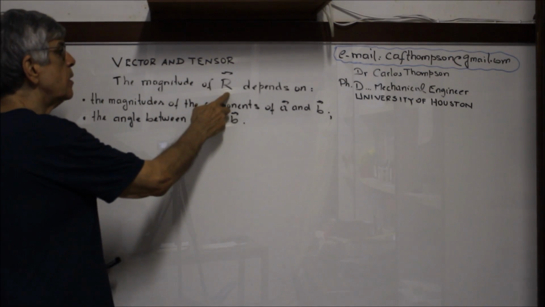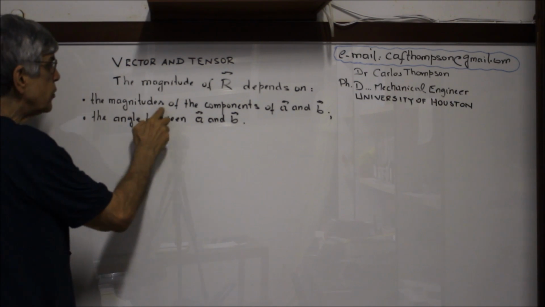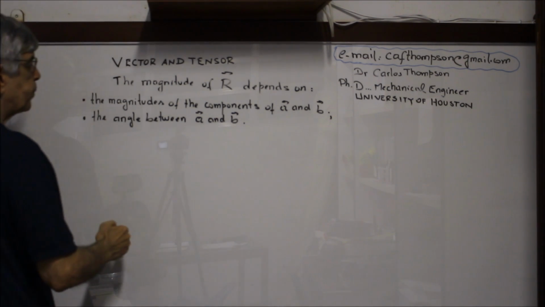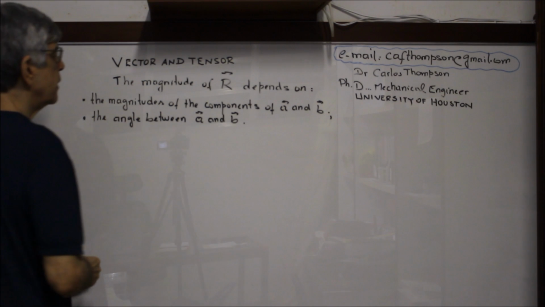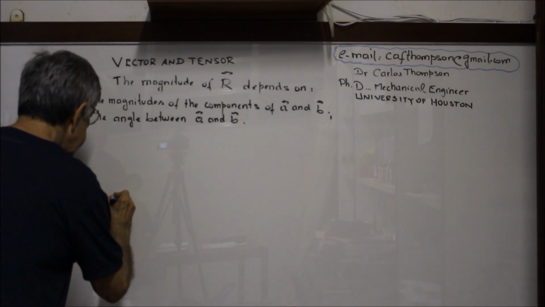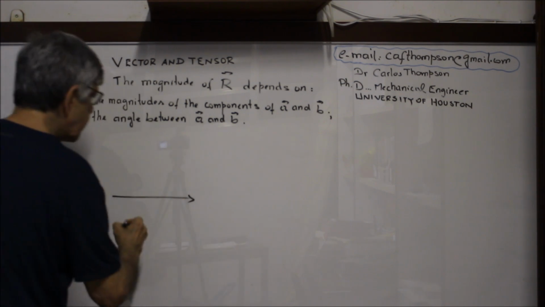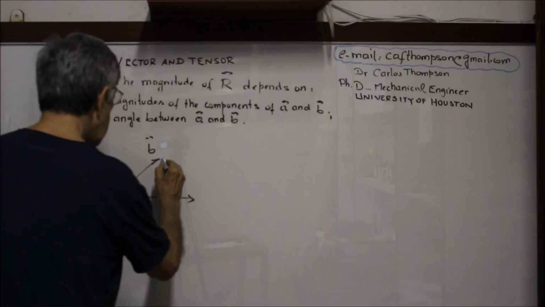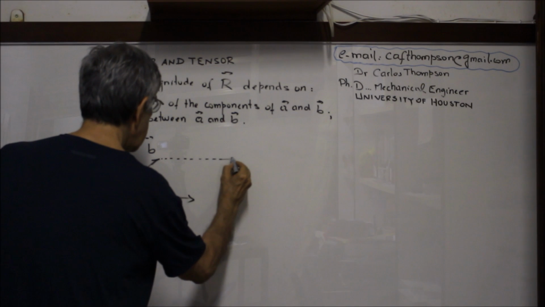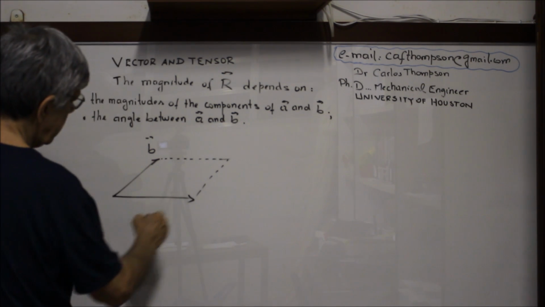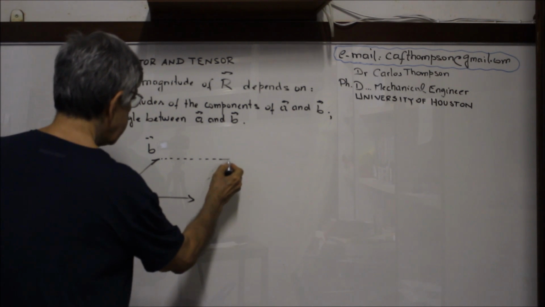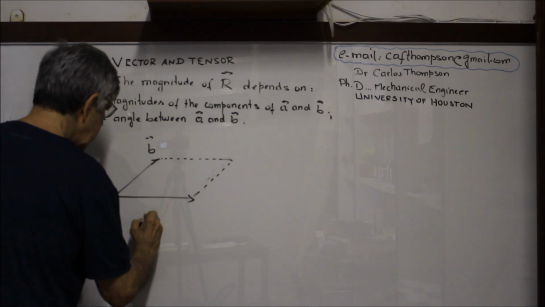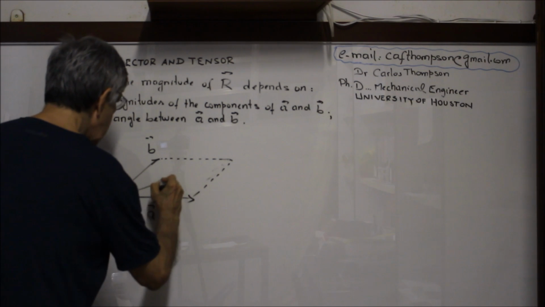The magnitude of R depends on the magnitudes of the components A and B, and the angle between A and B. Let's draw here. This is my vector A. This is my vector B. Let's draw the sum of A plus B. That is parallel: that is B, this is A, and this is R.